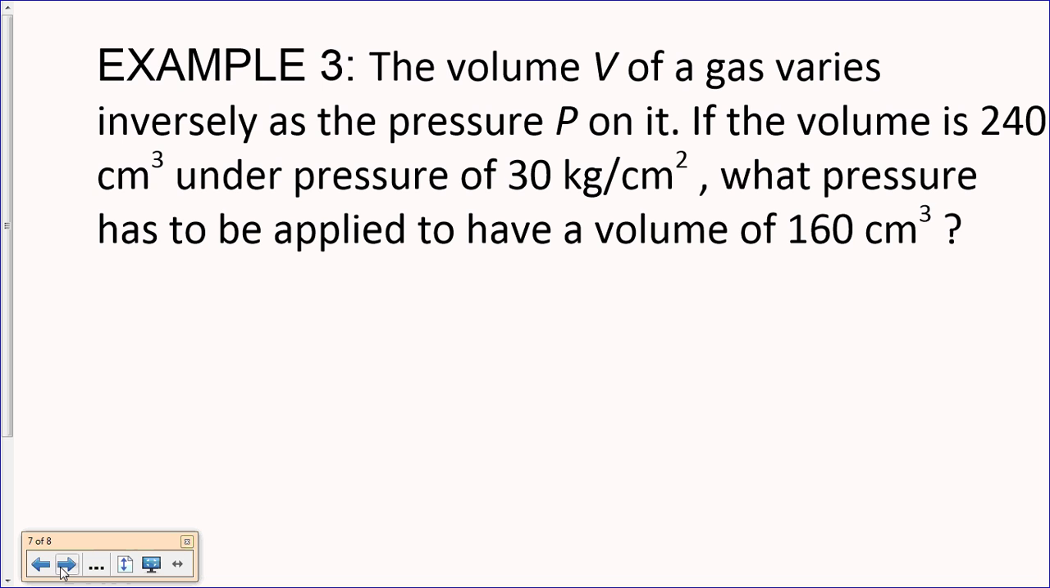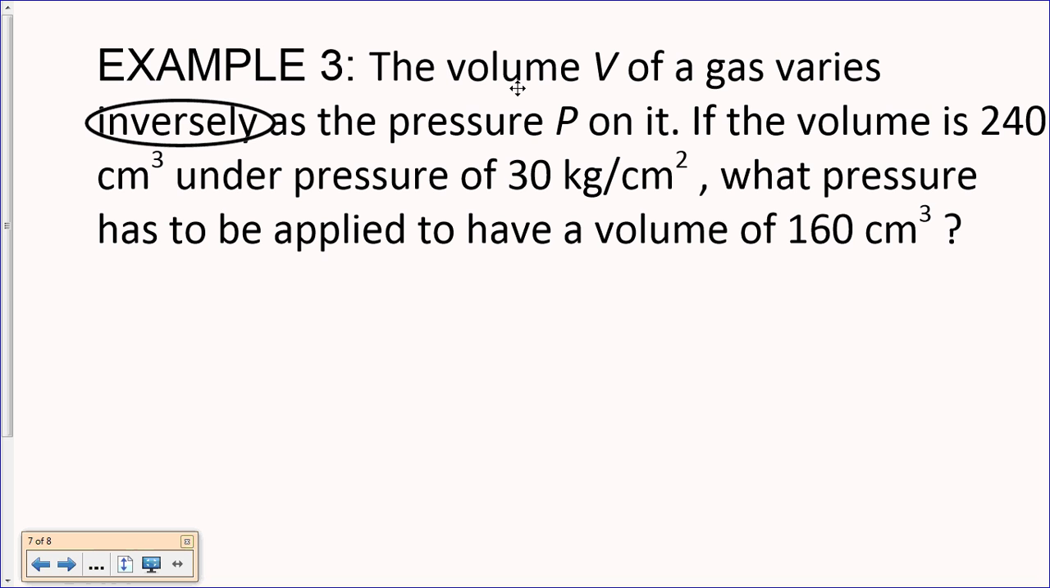Okay. Example 3. So this one actually came off, I think, of an e-cart, which means it could be on an SOL. These kind of questions are on an SOL. This is a word problem. Okay? So the volume V of a gas varies inversely as the pressure P on it. So first clue was they told you it was inverse. It varies inversely. It's an inverse variation.